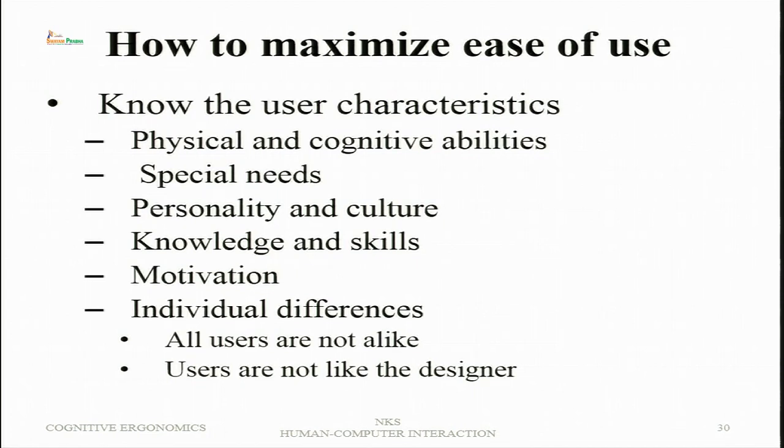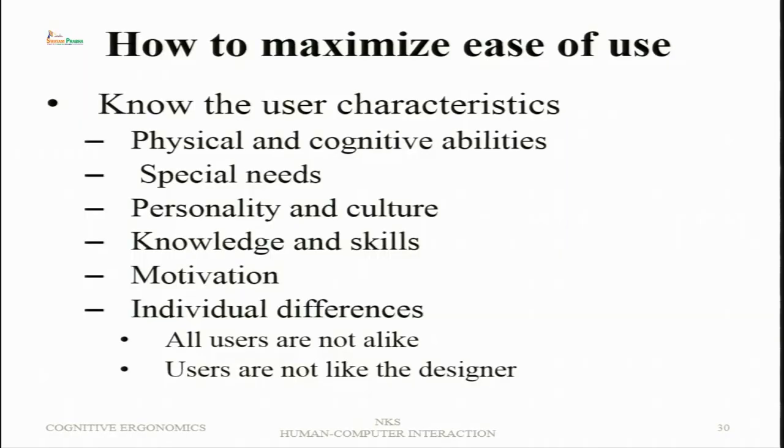Personality and culture, there may be culturally dependent situations where certain systems may be acceptable or not acceptable, and personality, for example, tolerance for error is one measure of personality. There is a large number of personality assessment techniques. Knowledge and skills. So if a particular technology requires some level of knowledge and some level of skills, then those individuals who don't have the preparation for that or don't have proper training to use the system, then the system is not useful. Motivation to use.